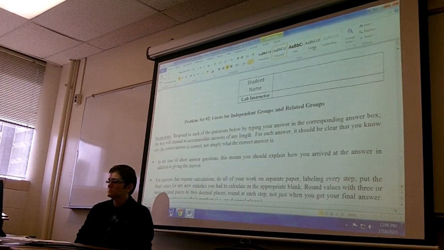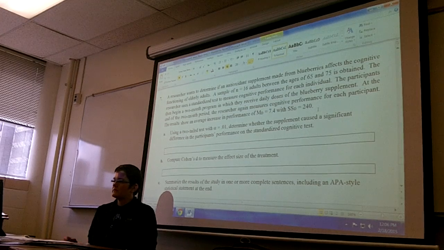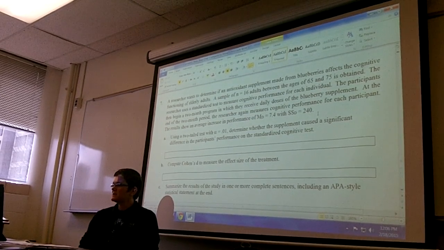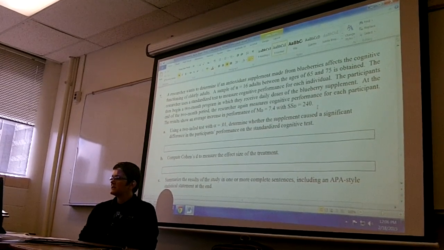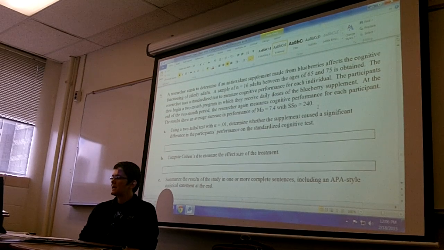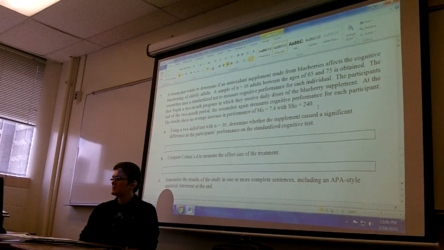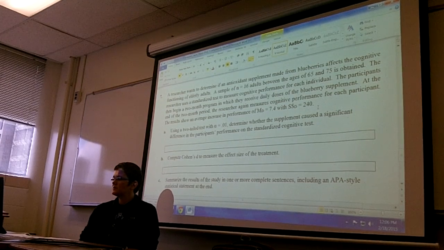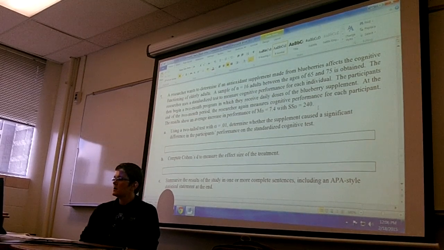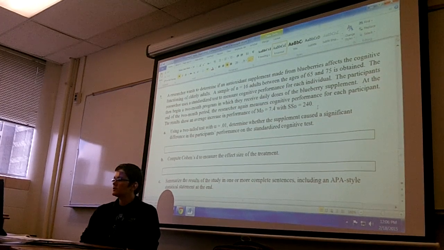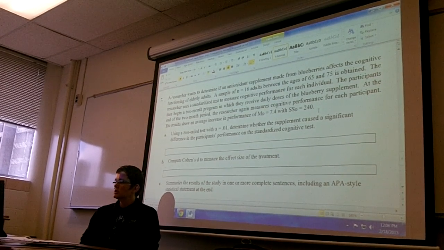A researcher wants to determine if an antioxidant supplement made from blueberries affects the cognitive functioning of elderly adults. A sample of n equals 16 adults between the ages of 65 and 75 is obtained. The researcher uses a standardized test to measure cognitive performance for each individual. The participants began a 2-month program in which they received daily doses of the blueberry supplement. At the end of the 2-month period, the researcher again measures cognitive performance for each participant. The results show an average increase in performance of 7.4 with a sum of squares of 240. Okay?